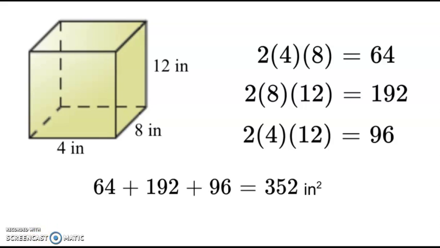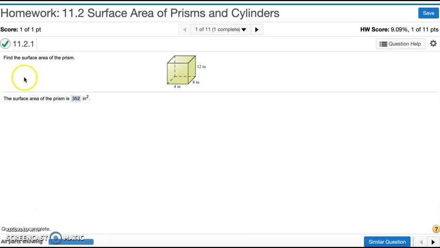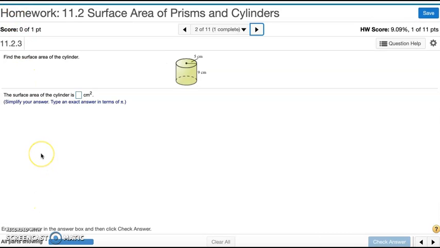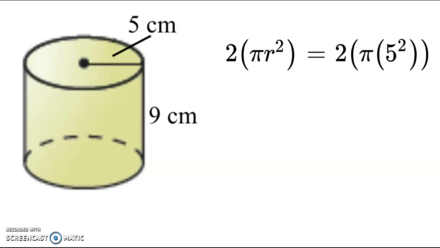So let's type that in. Typing in 352, and that's number 1. Number 2, find the surface area of the cylinder. So to do that, we first need to find the area of the bases, and there's 2 of them, top and bottom. And they're a circle, so we use pi r squared times 2 to find the area of them.